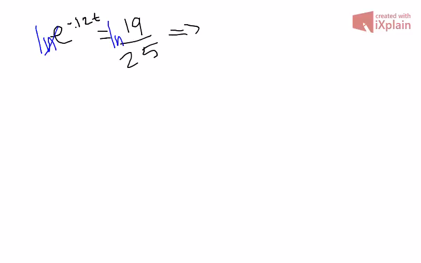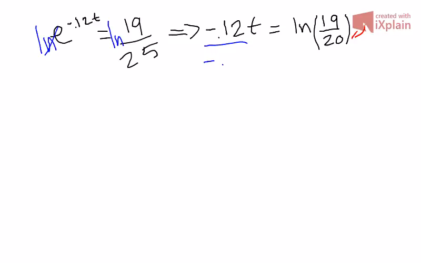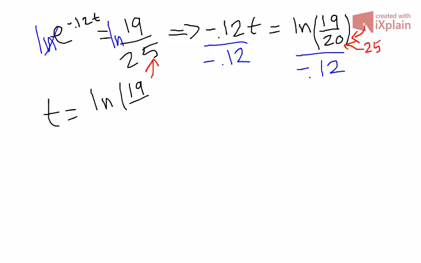Okay, so that crosses out that e there, and we get negative 0.12t equals the natural log of 19 over 20. And I wrote 20, but that really should be a 25. I apologize. It was a 25 over here. I don't know how it turned into a 20 over here. That should be 25.